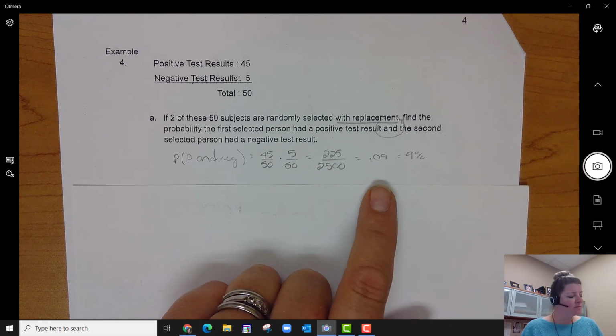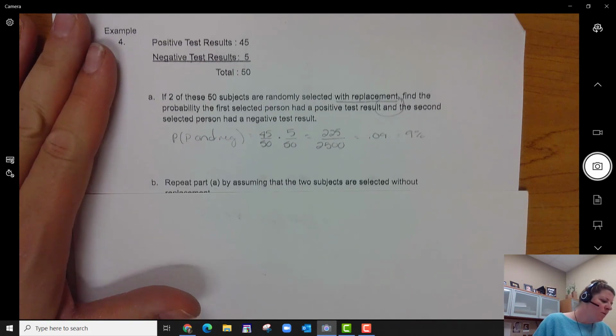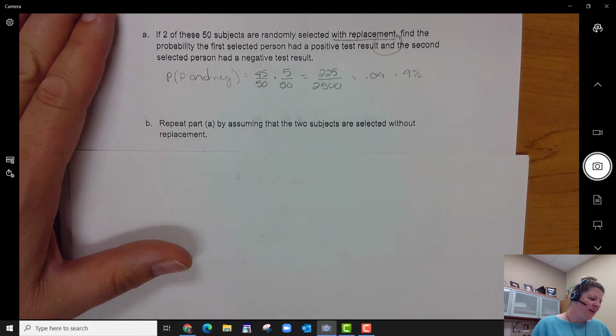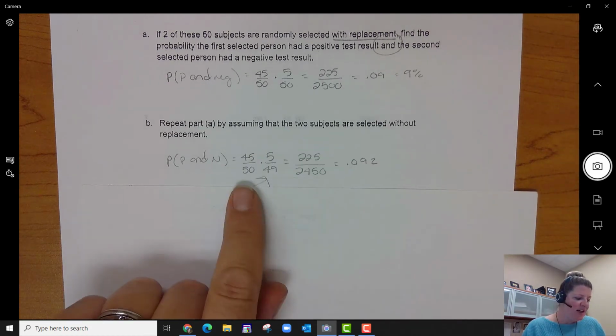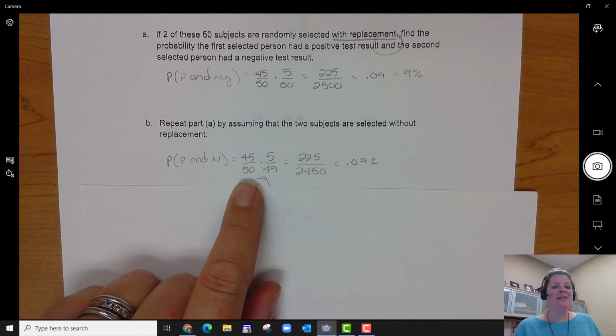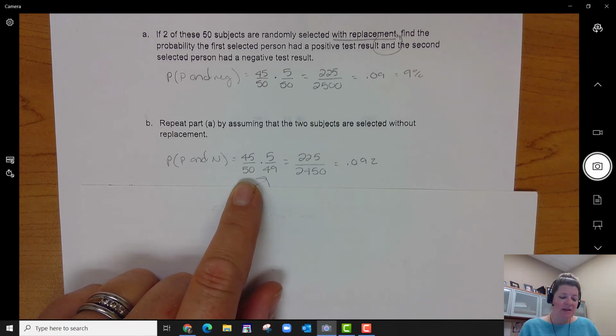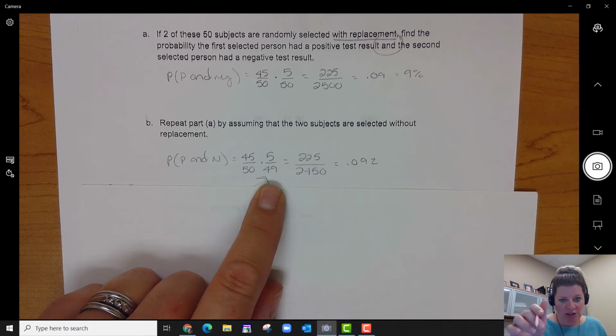Pretty small. Okay, so what if I assumed the 2 subjects are selected without replacing? Same problem, but without replacing. What is the probability of the first one? It's still 45 out of 50. It's not changed because it's the first event. The second event is now changed.